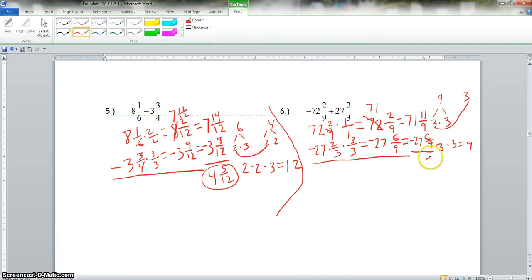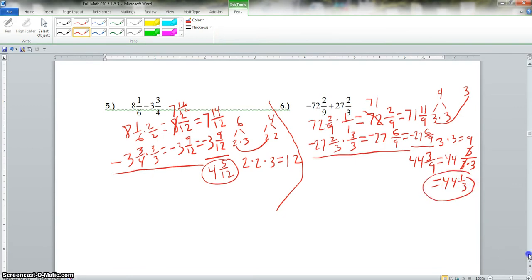11 ninths minus 6 ninths leaves 3 ninths. 71 minus 27 is actually 44. Now 3 ninths can be simplified. So we would carry over our 44. Our numerator will have 3. Our denominator will have the prime factorization of 9, which is 3 and 3. These 3's simplify. So you have 44 and 1/3. And that is your answer for number 6.